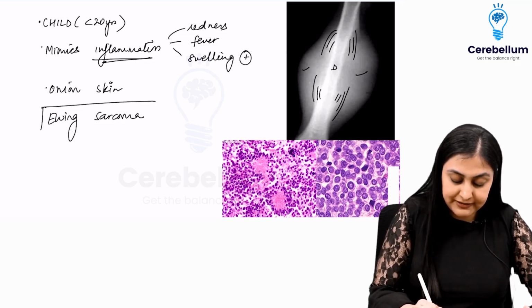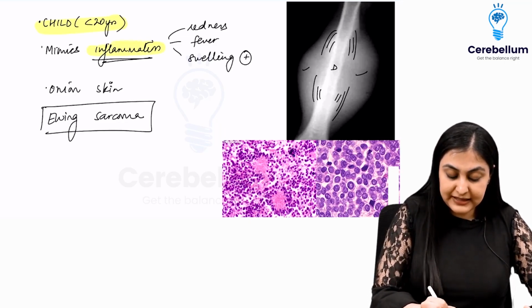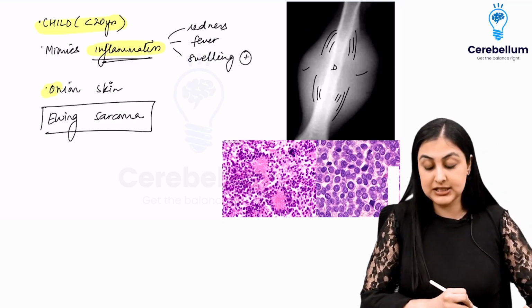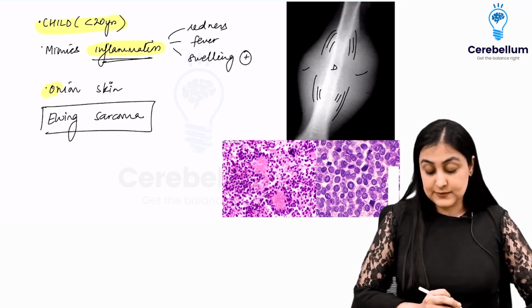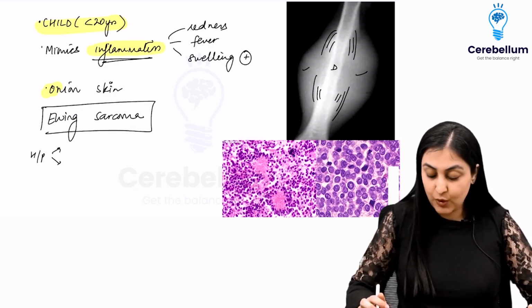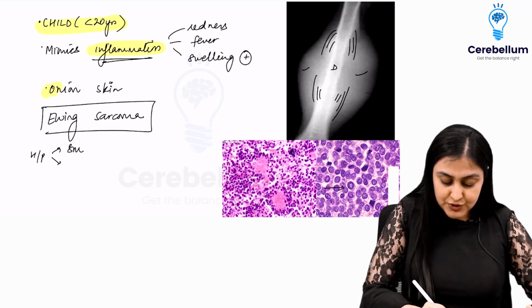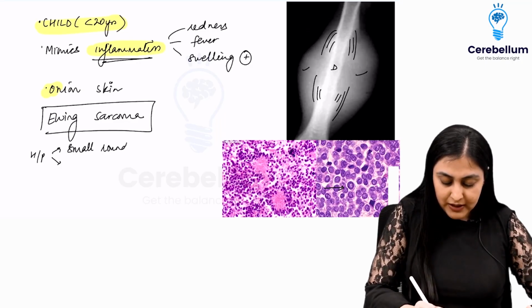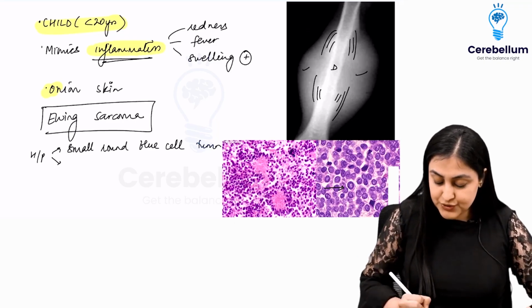Alright, so this is Ewing sarcoma, a diaphyseal tumor in a child, mimics inflammation, and there is an onion skinning appearance on radiology. Histopath-wise, this is very, very important. So histopath features two things. One, a small round blue cell tumor. You can see how it is so hypercellular. So this is a small round blue cell hypercellular tumor, and you'd also see these rosettes.